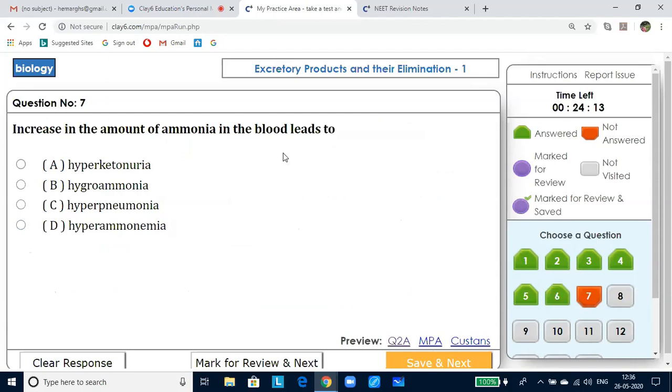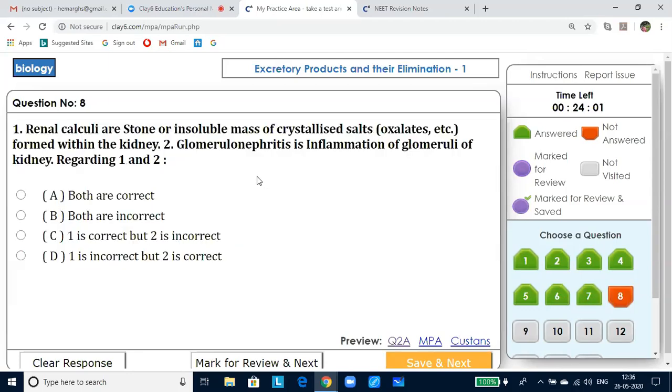Increase in the amount of ammonia in the blood leads to hyperammonemia. Hyper is always more, hypo is less. Renal calculi are the stones or insoluble masses of crystallized salts formed within the kidney. Glomerulonephritis is the inflammation of glomeruli of the kidney. Regarding 1 and 2, both are correct.